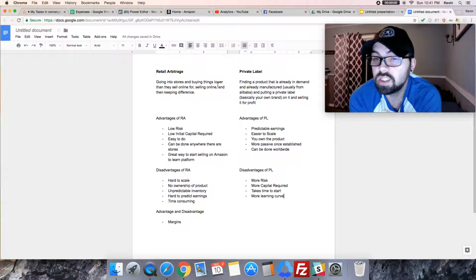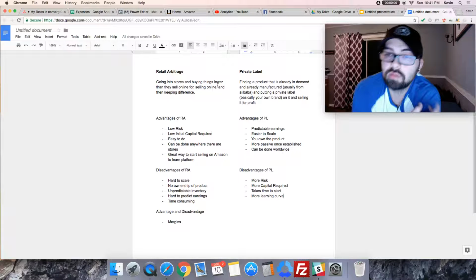So some advantages to this: with private labeling, your earnings are more predictable because once you get started, you can see what you're selling and you can predict that you're probably going to sell at least that much in the next month or quarter or however you're judging your earnings. It's easier to scale because you just talk to your manufacturer and say, hey, instead of 500 units this month, I need 1,000 because they're selling out and my sales are growing. I'm getting more organic traffic, stuff like that.